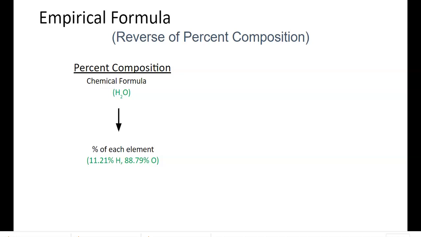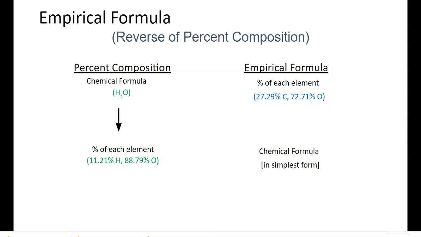To do empirical formula, they're going to give us our percentage first. So they give us 27.29% carbon, 72.71% oxygen. They're asking us to figure out the chemical formula for it, and this is in its simplest form. Again, we're not having things that could be reduced down. Just like in a fraction, you reduce down to where you can't divide into it anymore. That's the same thing here.